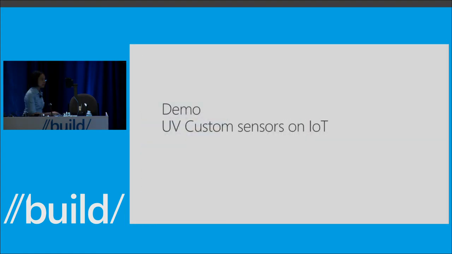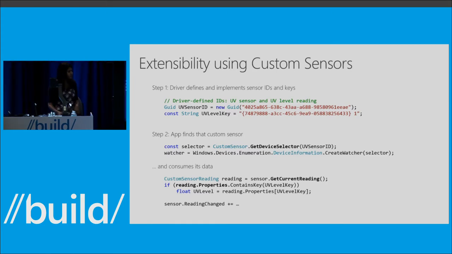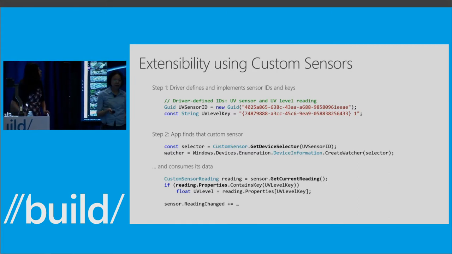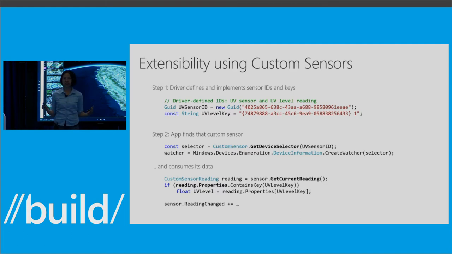All right, next slide. So Rinku already talked about all the patterns, and this is going to sound very familiar to you. The key thing about custom sensors is finding the sensor, because you don't know beforehand what properties and readings it can give. The way we defined it is you use a GUID that the driver provides and publishes somewhere, or you talk to the driver developer. You get that GUID, and use that to find the sensor.